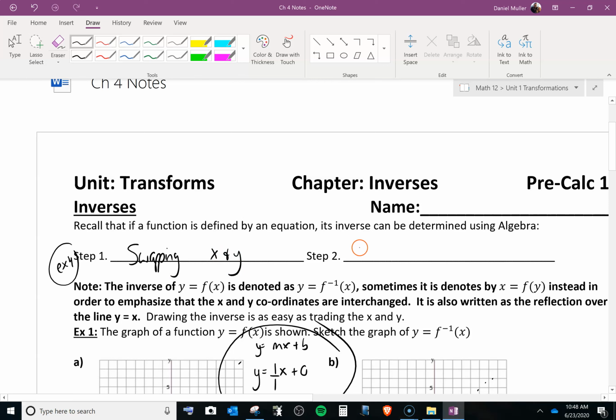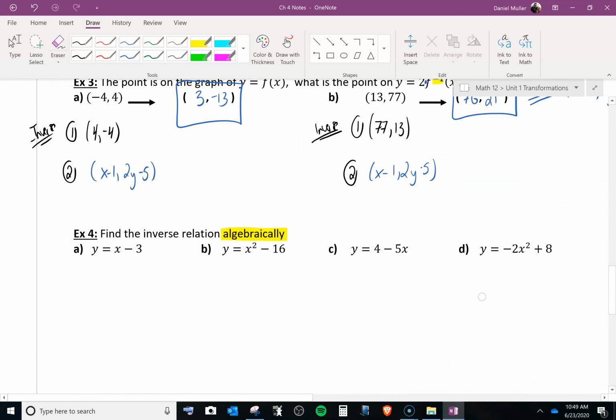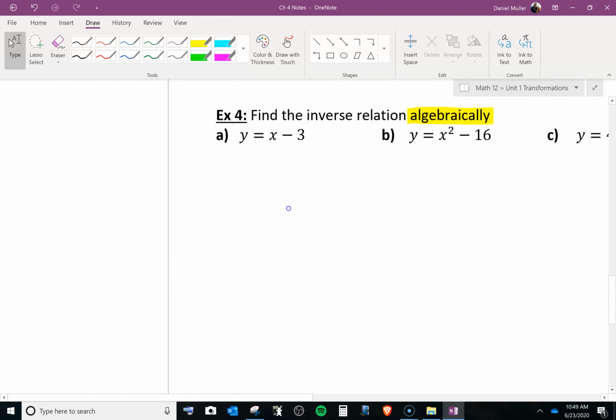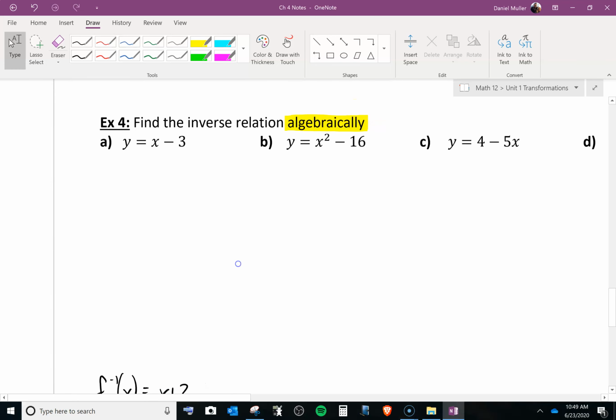And then step number 2, we want to isolate the y. Get the y alone. Now, I guess there actually are 2 different ways to do this, or maybe even more, but this is the way that I've done it. First, I swap the x and the y, and then I get the y alone. And you'll see how this works. Now, I know that the inverse of this will be x plus 3. It'll undo that, but how to get there?